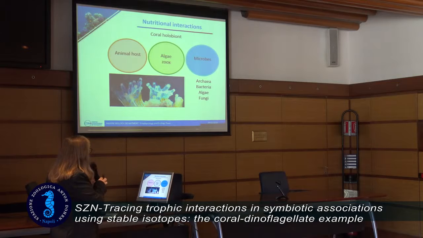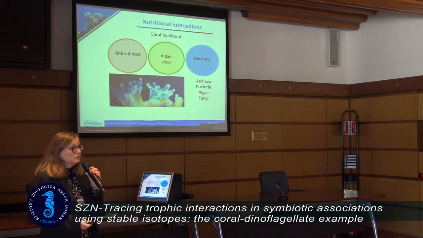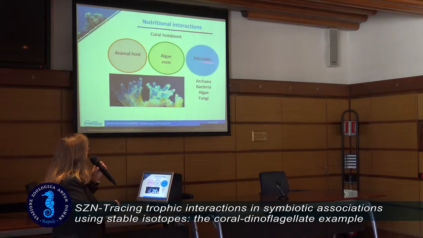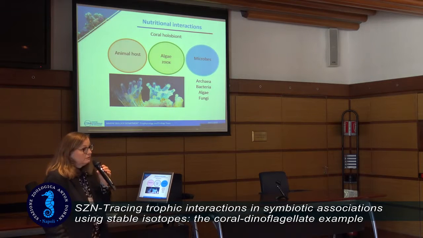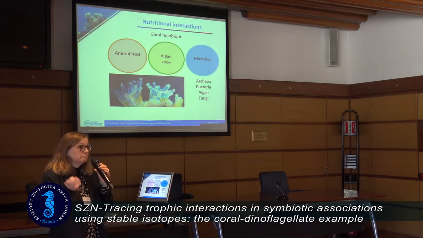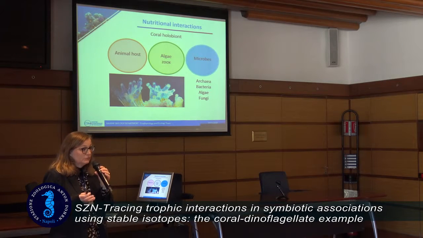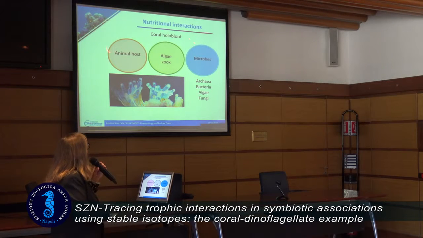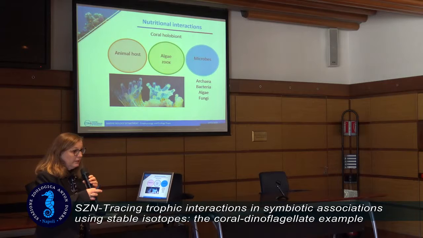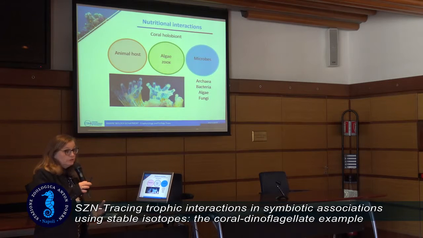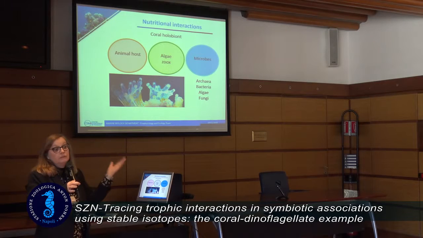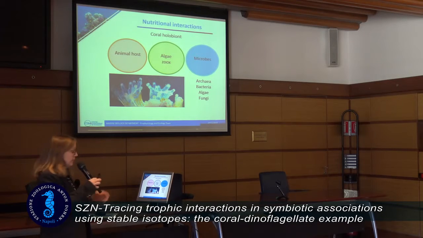And so we have these three partners, and since we have these three partners, it's called a holobiont, because it's several organisms making one organism together. So we have the animal host, the algae, zooxanthellae or dinoflagellates if you want, and the microbes. And in terms of nutrition, all these different organisms will feed independently, I would say.